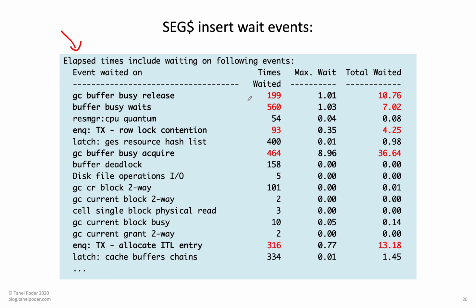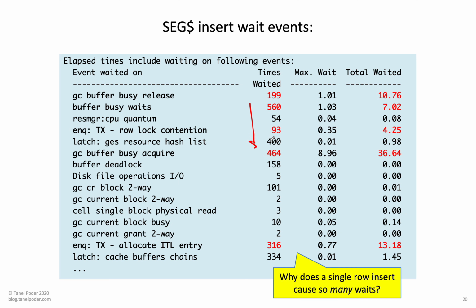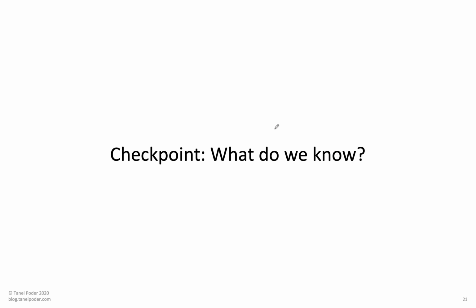And we've waited for many different things, including the resource manager CPU waits. So that's similar to what Ash already told us, okay? But anyway, why does a single row insert, where we want to insert just one row, not 1,000 or 100, require that many different IO block visits, right?